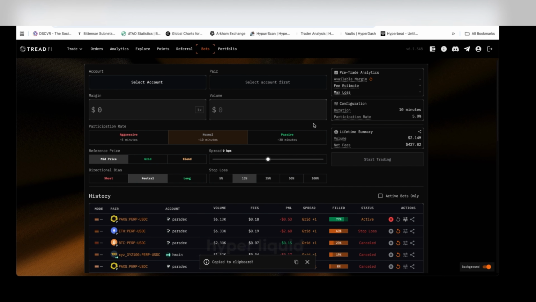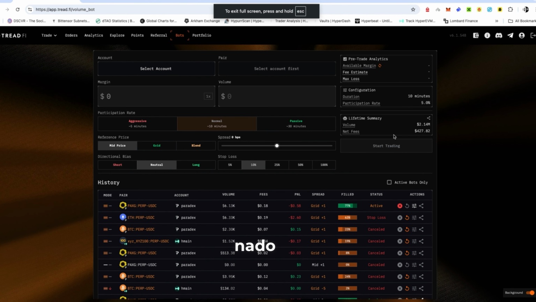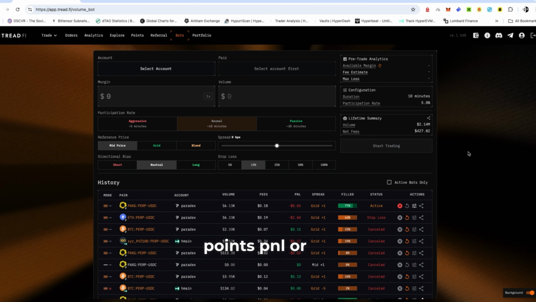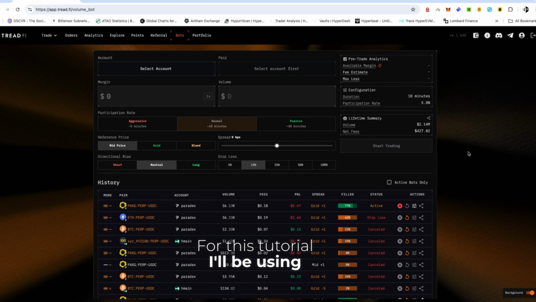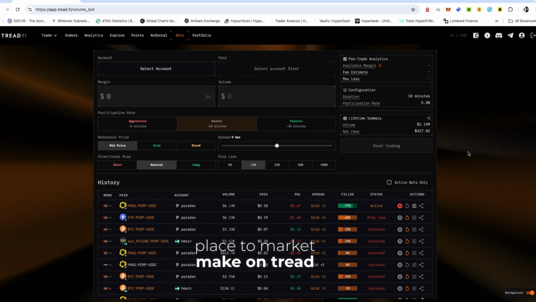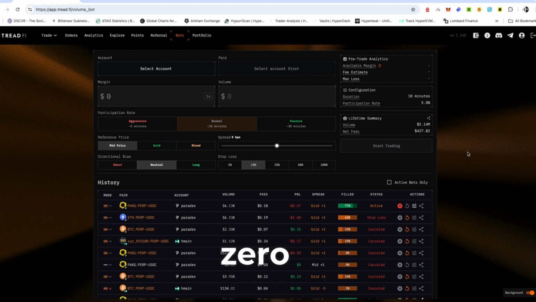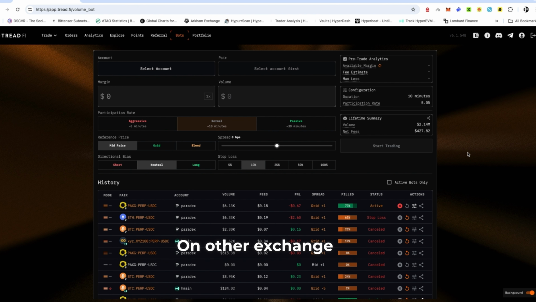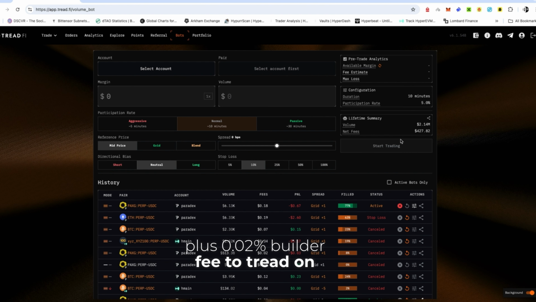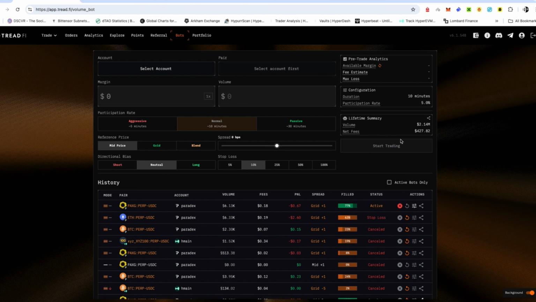Right now, Trade supports Hyperliquid, Aster, Pacific, Paradox, Extended, and Nano. You need to decide where you want to market make, whether your goal is to earn points, PNL, or both. For this tutorial, I'll be using Paradox. The reason is simple. Paradox is currently the cheapest place to market make on Trade. Trade does not charge a builder fee on Paradox, and Paradox itself has zero trading fees. On other exchanges, you usually pay exchange trading fees plus a 0.02% builder fee on every trade. So for beginners, Paradox makes the most sense.